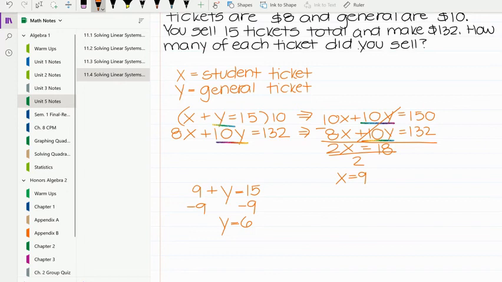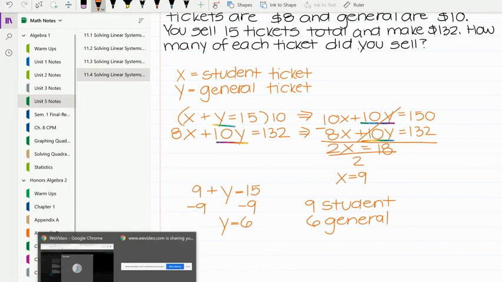So if I just wrote 9, 6, that didn't actually answer the question. So we have to look at the context of the problem. So x represents student tickets. So we would sell 9 student tickets and 6 general tickets. Okay, and then that would be it for that problem and for the section.